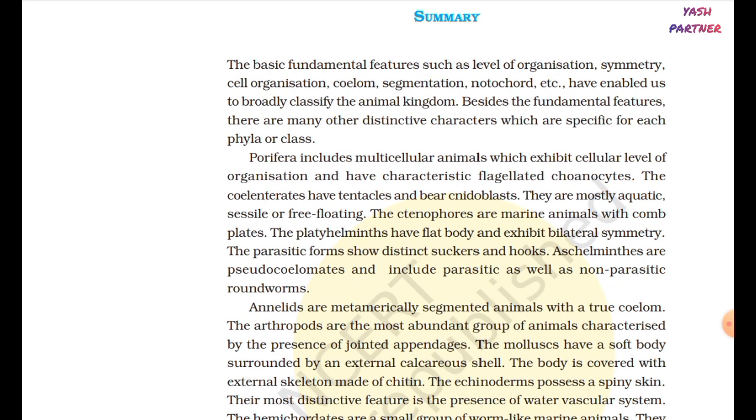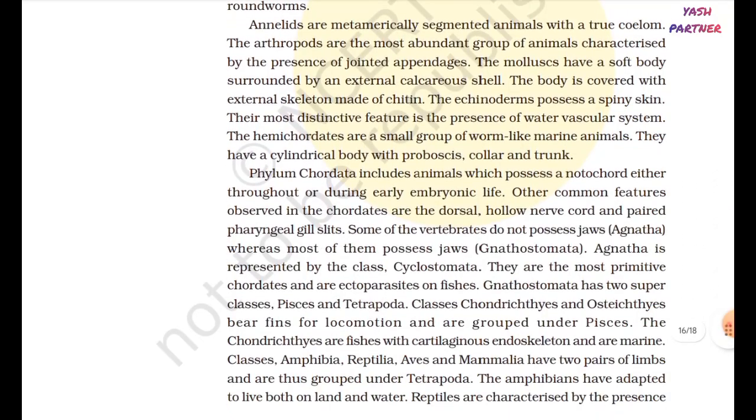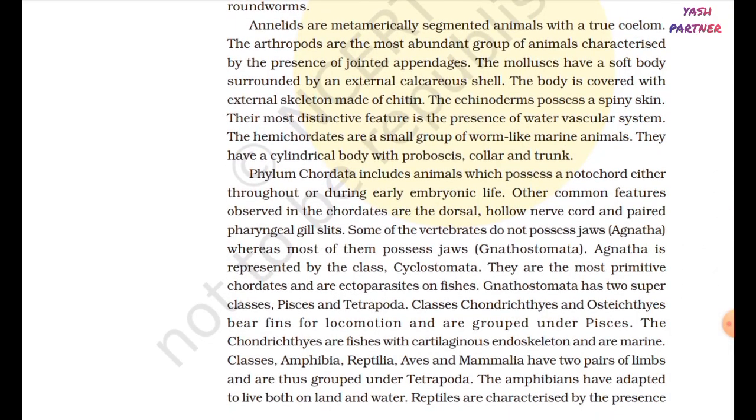The arthropods are the most abundant group of animals, characterized by the presence of jointed appendages. The mollusks have a soft body surrounded by an external calcareous shell. The body is covered with an external skeleton made of chitin. The echinoderms possess a spiny skin. Their most distinctive feature is the presence of a water vascular system. The hemichordates are a small group of worm-like marine animals. They have a cylindrical body with proboscis, collar and trunk.